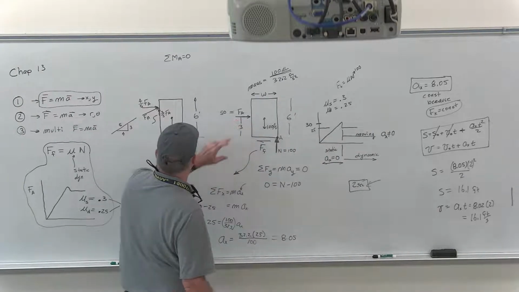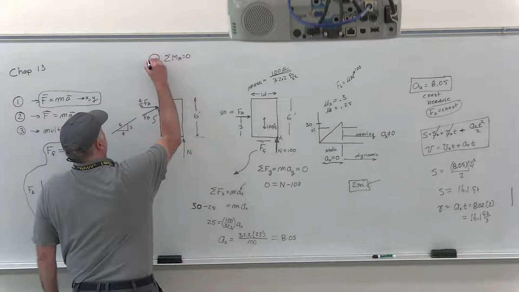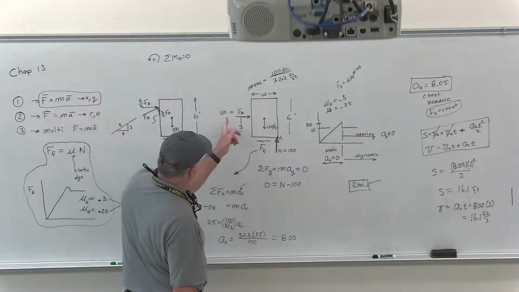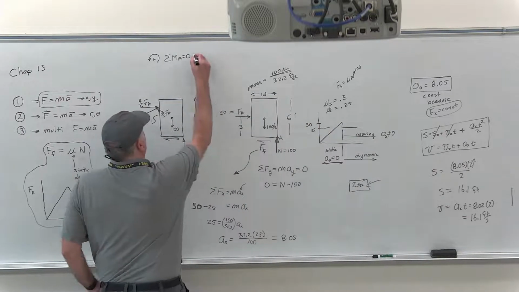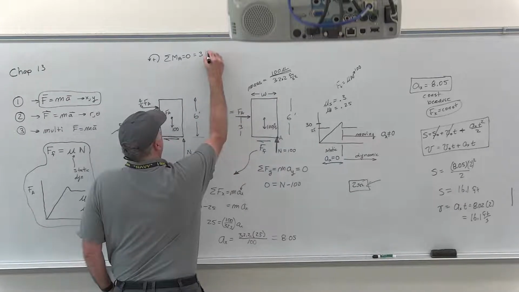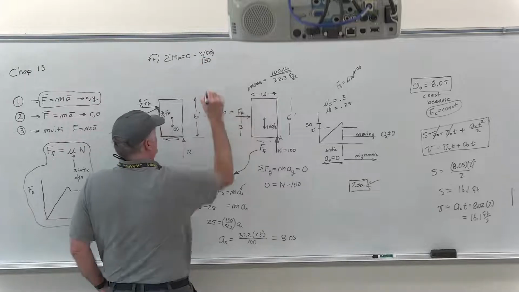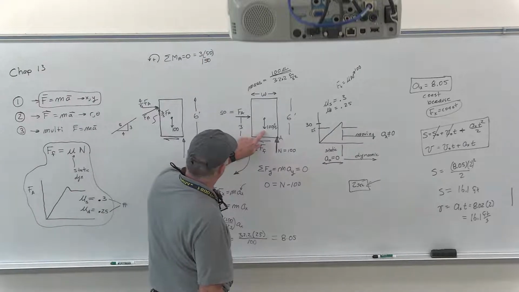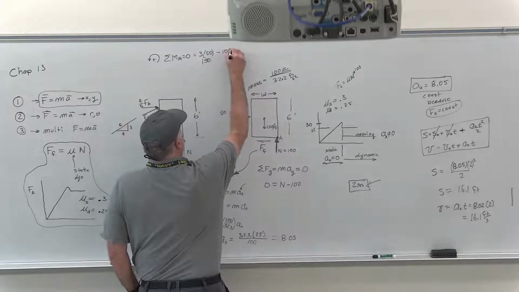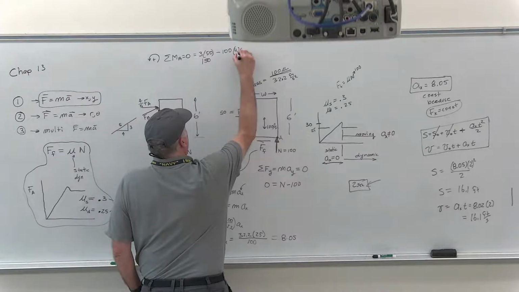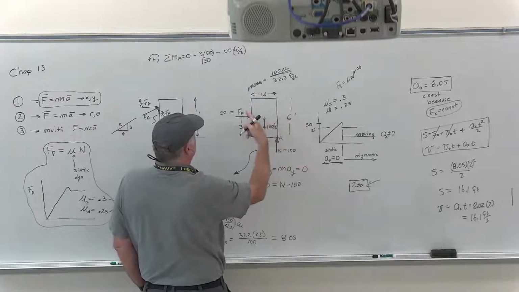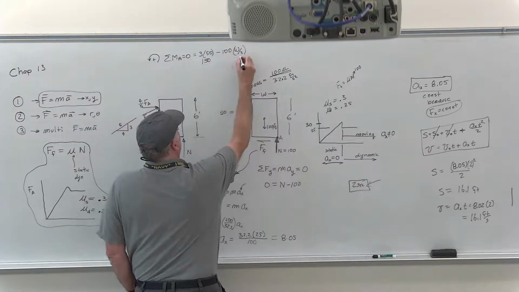I need to dictate what's positive. This one will be negative because it's going that way. So it will be minus 3 times 50, so that's 150, plus 100 times the width over 2. The question is, if this is too skinny, it's going to tip. What's too skinny?